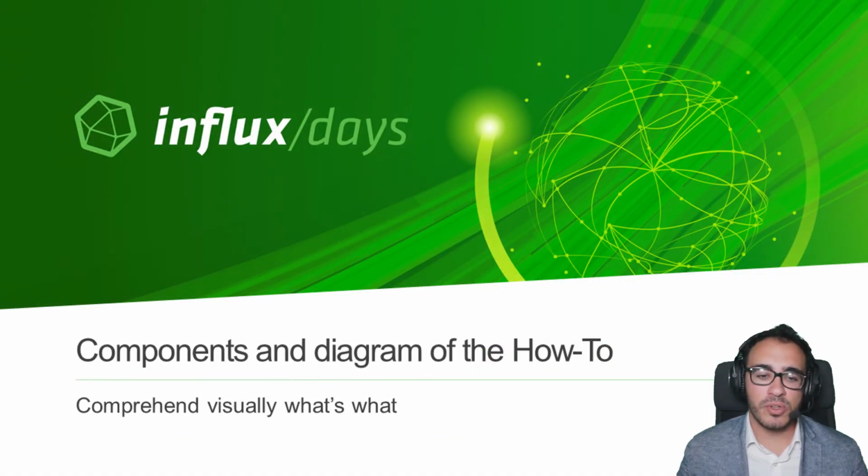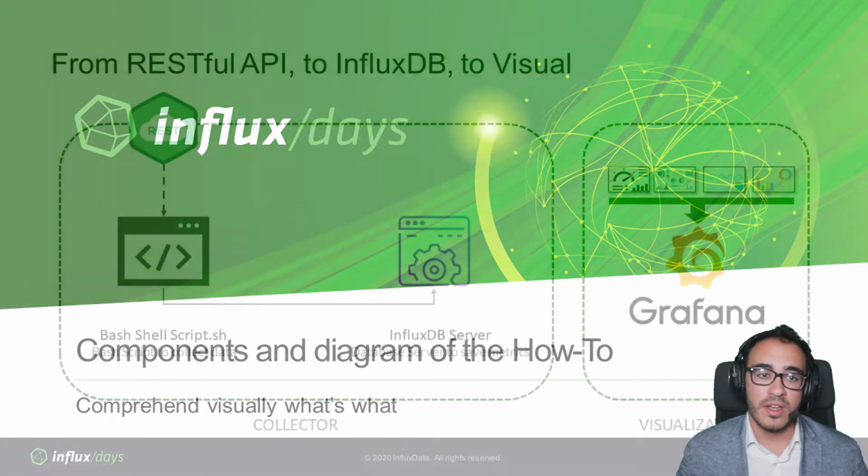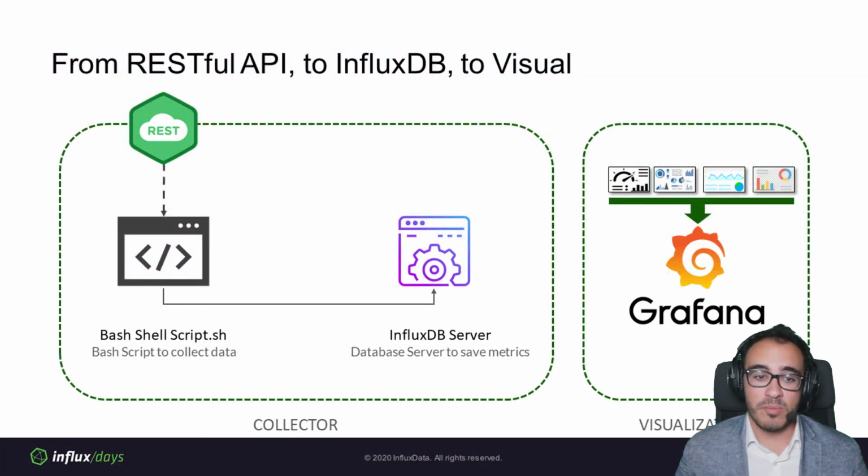So let's discuss the components and the diagram of the how-to. We are going to comprehend everything by seeing it visually on a diagram. This is a quite simple diagram. We have the RESTful API, or all the RESTful APIs that we can get, so different applications, different software, and so on. Then what we have is a bash shell script, which I'll show you later on as well.